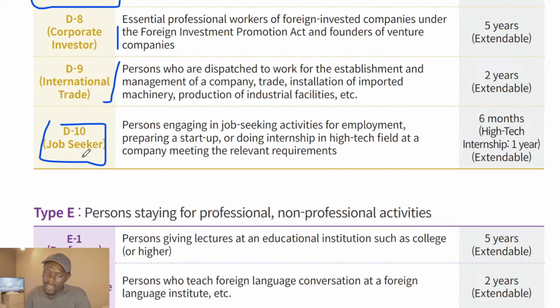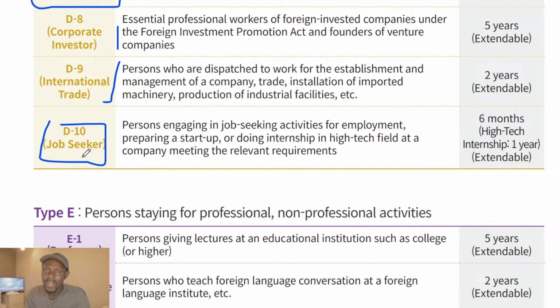So the D10 visa, because I remember reading a message on my TikTok. Somebody was asking that a D10 visa is a job visa, but why is it that if you're caught working with a D10 visa, you'll be deported? A D10 visa is not a work visa. A D10 visa is a visa that is issued to students after graduation.